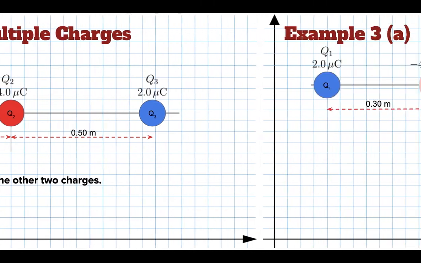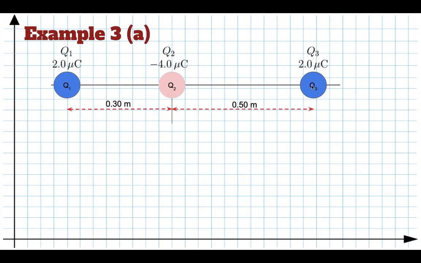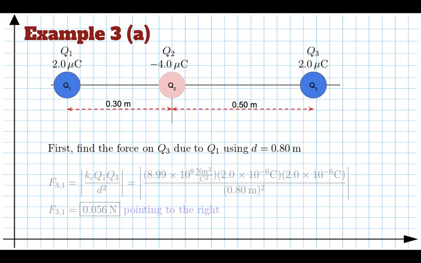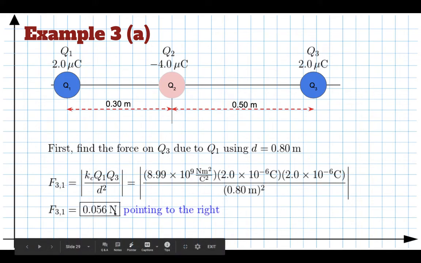Okay, so to start, we are going to find the force on Q3 due to Q1. Remember, the distance between Q1 and Q3 is actually 0.8 meters, so we have to take that into account. This is 2 microcoulombs, and this is 2 microcoulombs. When we plug in those numbers, and you have already got a lot of experience doing this since you have solved the first problems in this set, the force on 3 due to 1, so this is how we use our subscripts, is k Q1 Q3 over d squared. Plug in the numbers there, and it turns out to be 0.056 newtons.